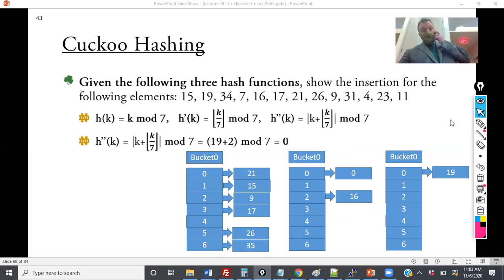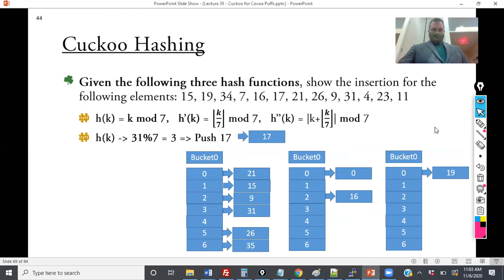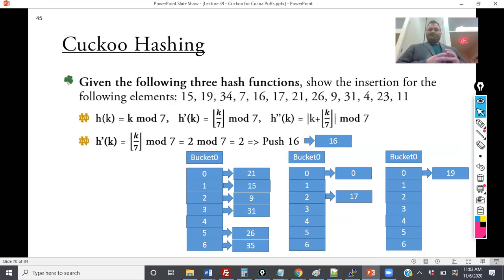So now we're going to do, see, we put in 9, we have to put in 31 now. So 31 mod 7 is going to be 3, so we're going to bump out 17. So now what do we do? Okay, so 17 divided by 7, that's 2, so we're going to replace 16, very good. So now this is where this idea of k plus k divided by 7 comes in, so we're getting an offset from the initial number, and that'll help us resolve some collisions there.